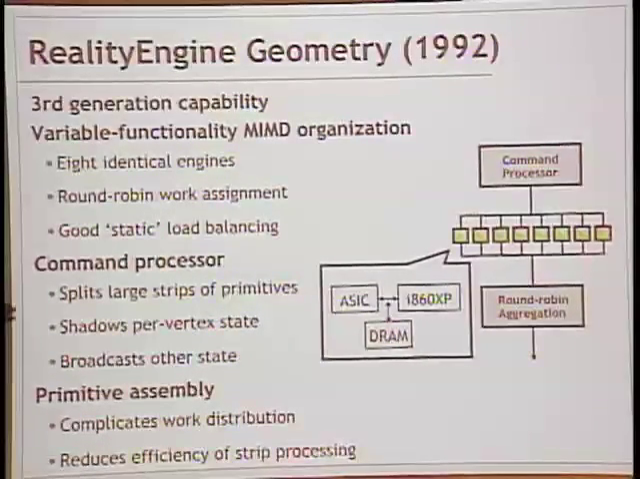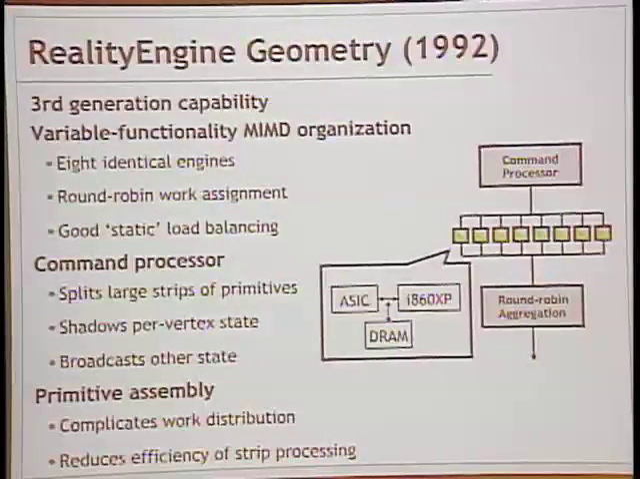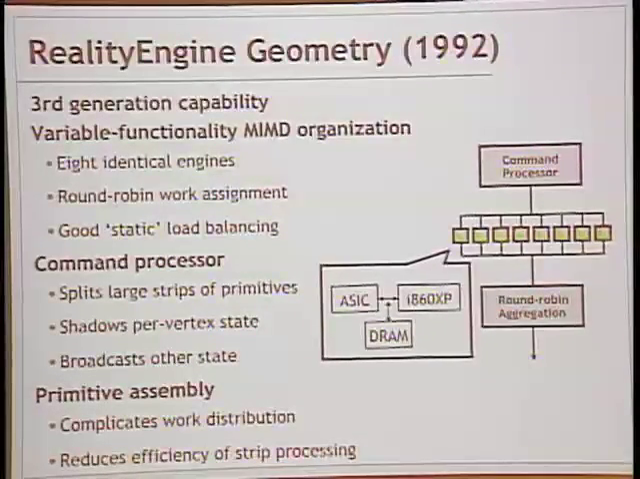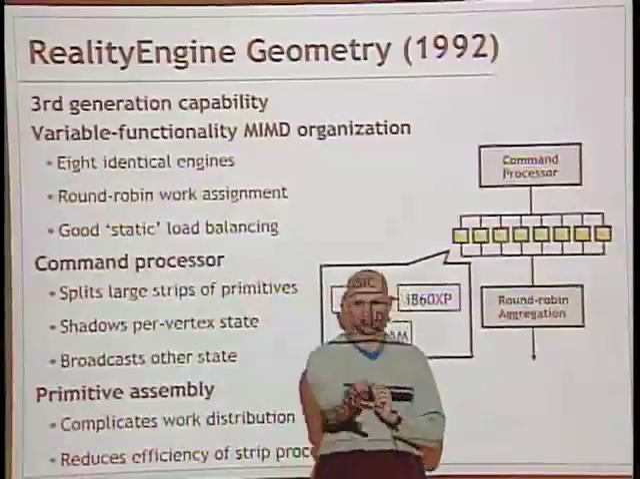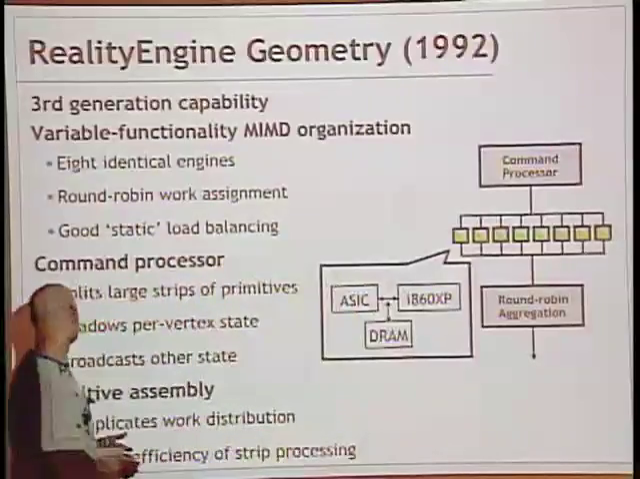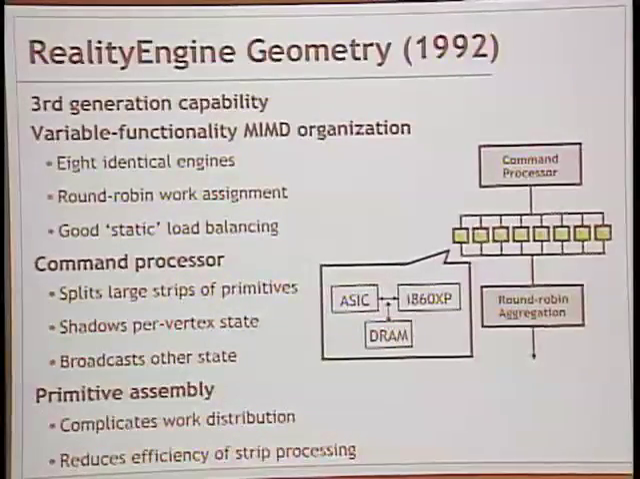The real task here is the command processor, which had to deal out work to each of the engines. The way it worked is it would take this big long strip of primitives and send an entire strip of primitives to a different engine. It would take a bunch, send it here, a bunch, send it here, a bunch, send it here, and so on. I believe this one was round robin.